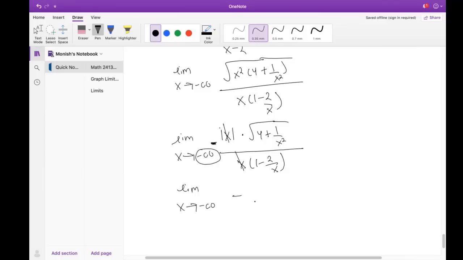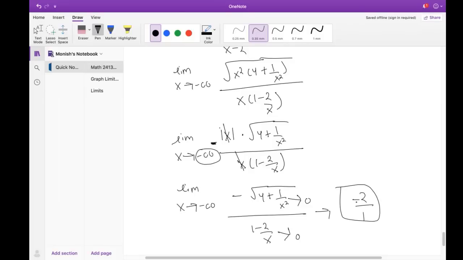You're left with a negative sign and the square root of 4 plus 1 over x squared over 1 minus 2 over x. And if you go ahead and simplify this, you'll just get negative 2 over 1 because this will go to 0, this will go to 0. And so you'll have the square root of 4, which is 2, the negative sign out front, and then 1 minus 0. So you'll just get negative 2.